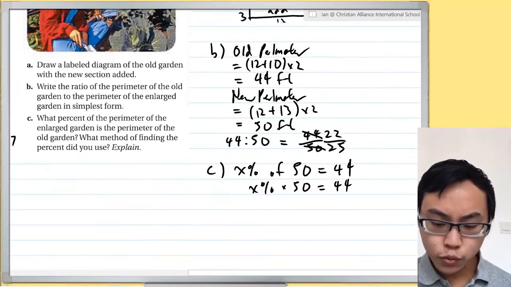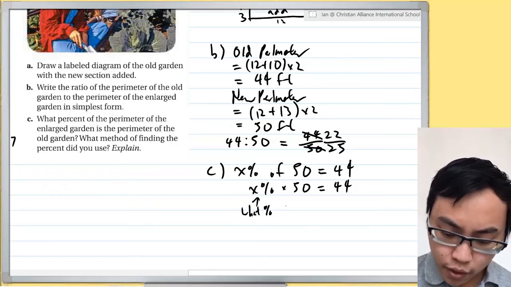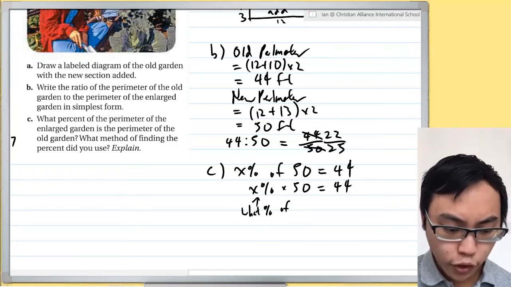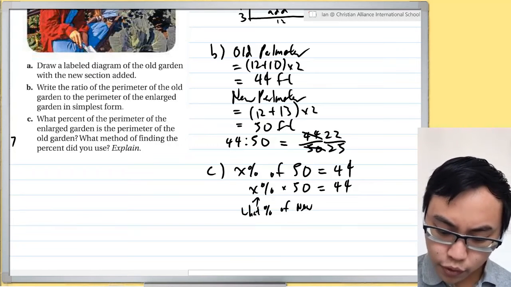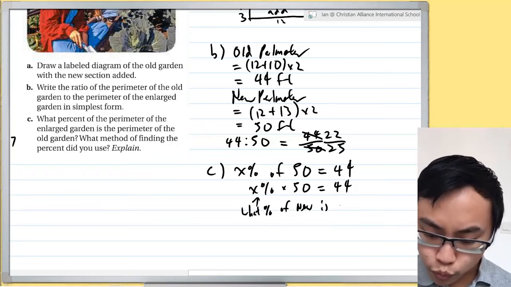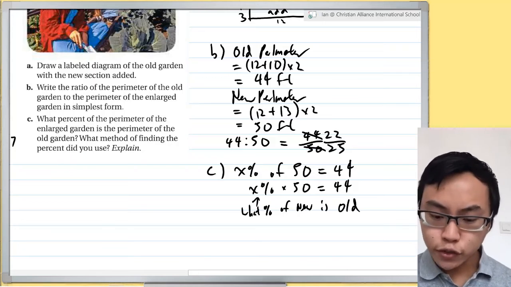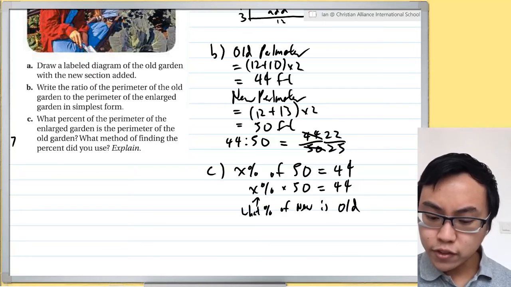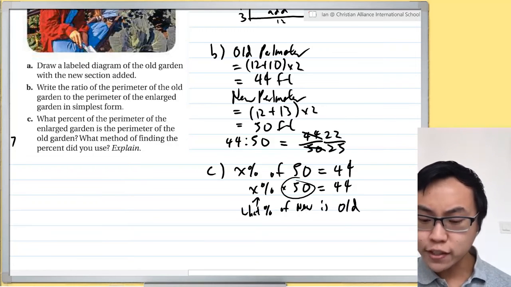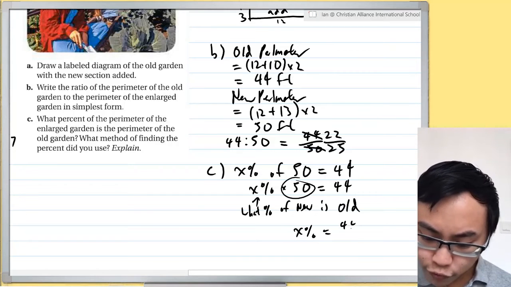Think about it this way. What percent, times 50, the enlarged garden, is equal to the perimeter of the old. So what percent of new is old? Then we can translate that into X percent times 50 equals 44. How do we find the X percent? We just have to divide 44 by 50. So X percent is equal to 44 over 50.